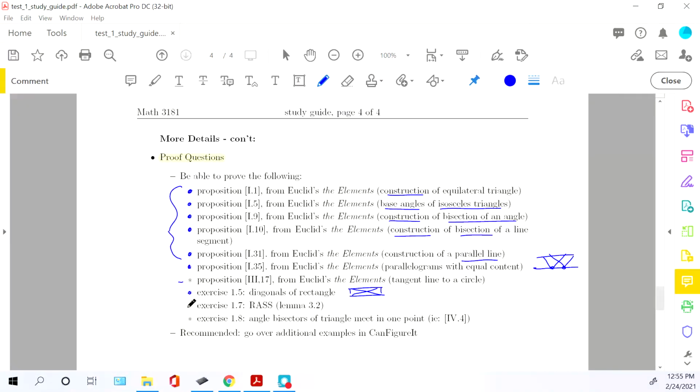Now, in class, we talked about the proof of right angle side side. This can be found in your textbook as lemma 3.2 or exercise 1.7, but we also did the full proof in class as well. Okay. And then there is exercise 1.8, which is also a new one, although we've talked about it with respect to constructions and one of your homework questions previously.